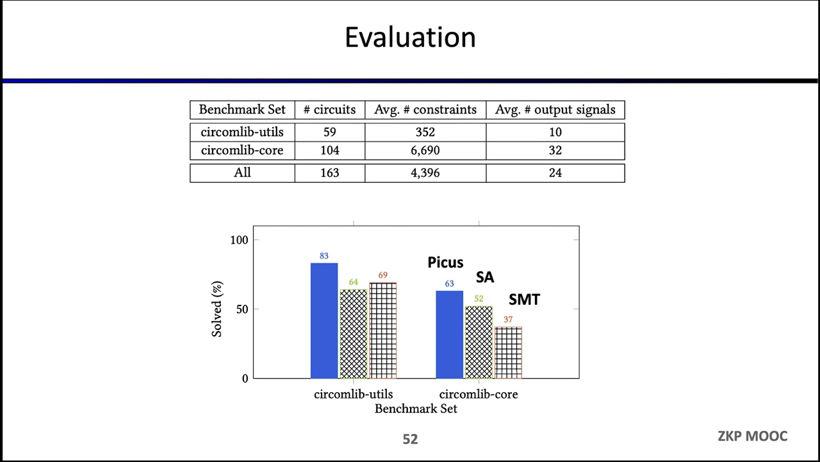To evaluate the effectiveness of PICAS, we ran it on 163 circuits collected from the popular Circom library, including 59 from Circom U2 and 104 from Circom Core. The table at the top shows relevant statistics in terms of the number of constraints as well as the number of output signals. And as we can see, while the circuits in the U2 library are relatively small, the circuits in the Circom Core library are actually very, very big.